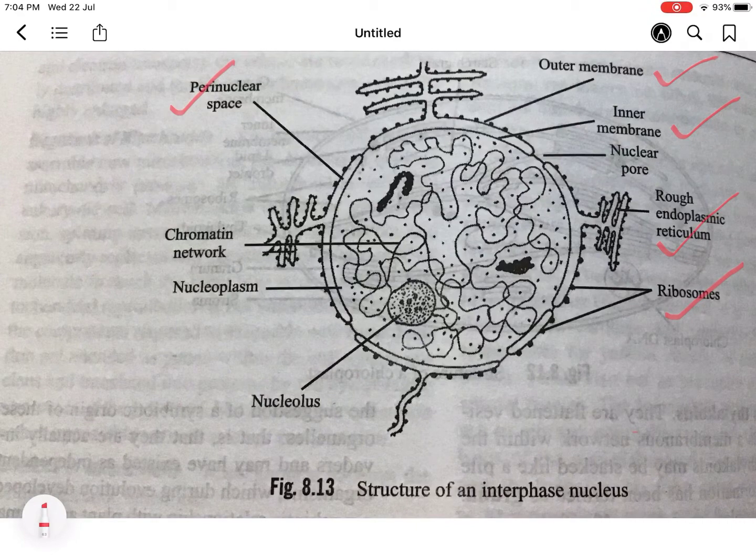Then if we see the cytoplasm of the nucleus in the centermost region, this is known as nucleoplasm. Then one round structure is present inside the nucleus, which is known as nucleolus. Then many thread-like structures found in a network pattern are known as the chromatin network or chromatin material. So, this type of nucleus we can observe at interphase.